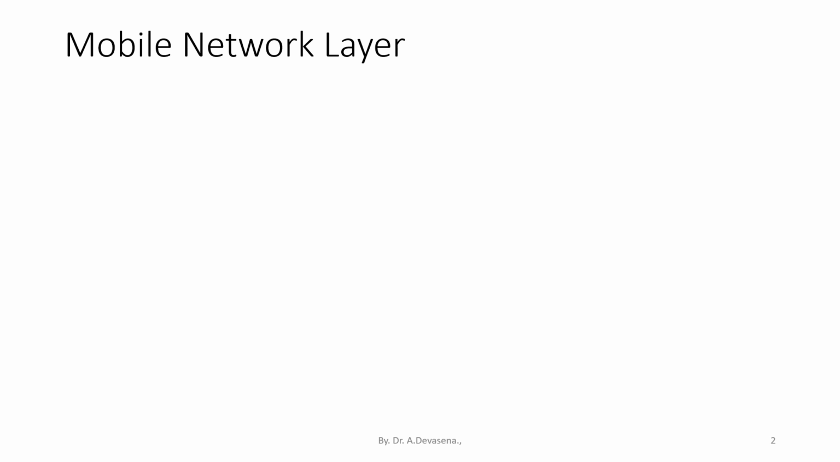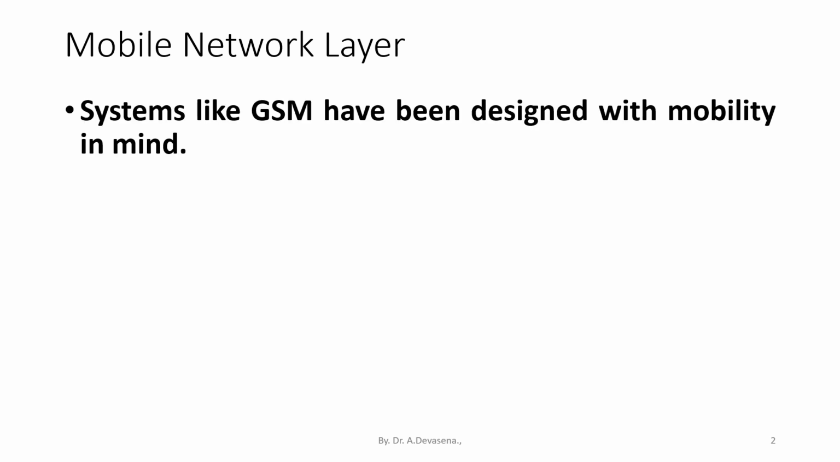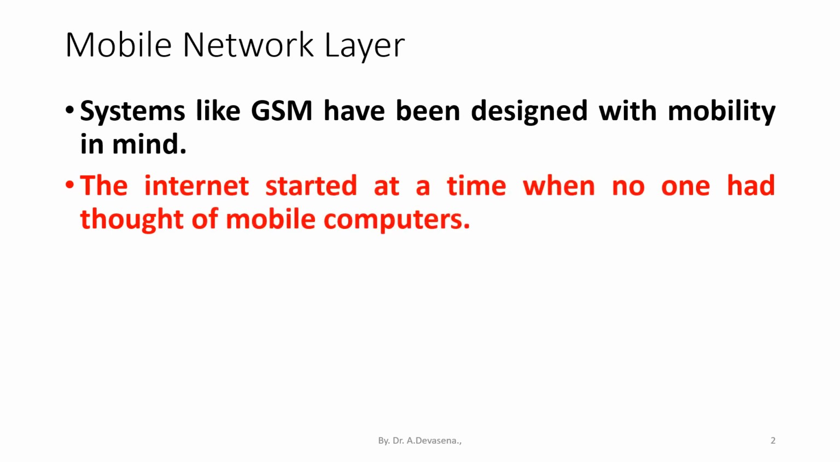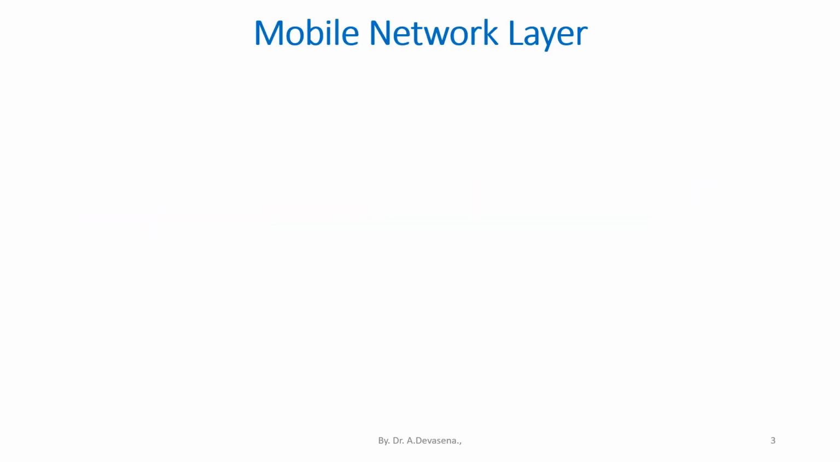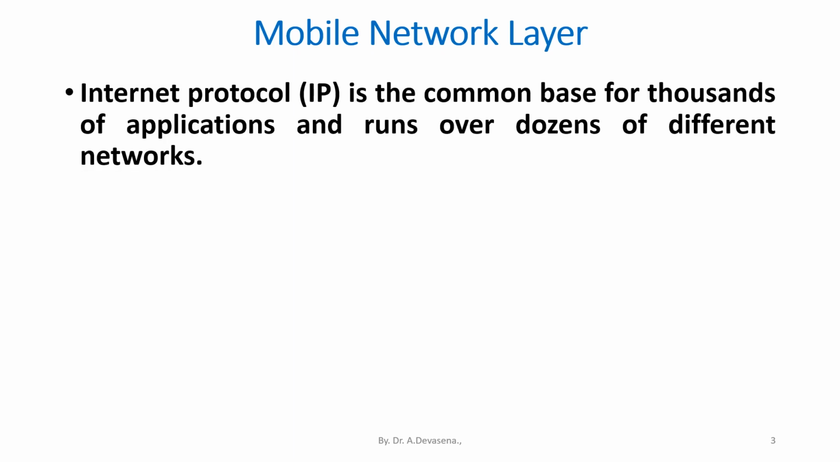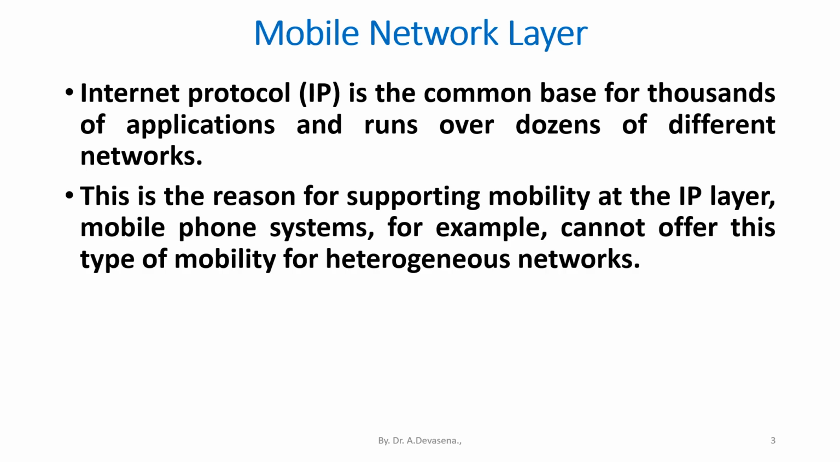Systems like GSM have been designed with mobility in mind. The internet started at a time when no one had thought of mobile computers. Today's internet lacks any mechanisms to support users traveling around the world. It is the common base for thousands of applications and runs over dozens of different networks. This is the reason for supporting mobility at the IP layer.